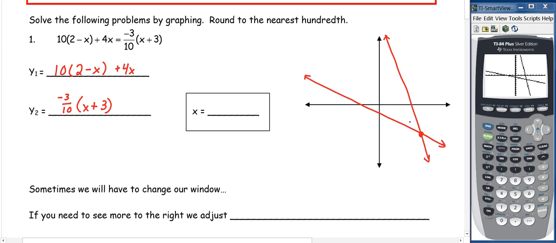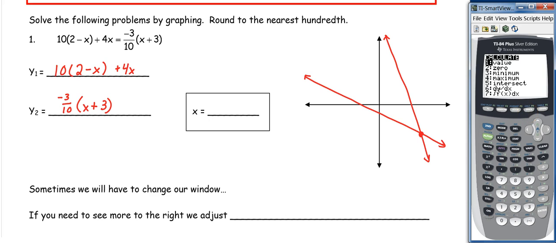To find the intersection point, we are going to hit second trace. Trace was the button next to graph. We want to calculate the intersection, so we want to hit 5, option 5. It'll take us back to our calculator and start asking you first curve, second curve. So first curve, just use your arrow until you see a blinking cursor. So I'm going to keep hitting it. Now I finally see it at the top, so I know it's on one of my lines. I hit enter. The next one is on my second line right here, so I hit enter.